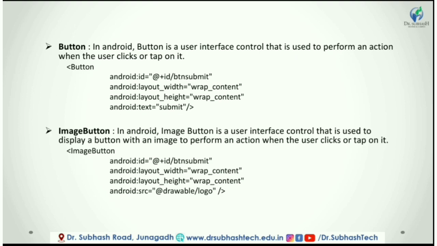Next UI control is Button. In Android, Button is a user interface control that is used to perform an action when the user clicks or taps on it. There are three types of button: simple button, image button and toggle button. This button is a simple button. android:layout_width set to match_parent means the width of the button is equal to the parent component's width, which may be a layout like a LinearLayout. android:layout_height set to wrap_content means the height of the button depends on the height of the caption text.